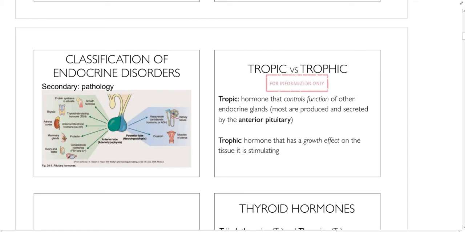So tropic versus trophic, I don't think you guys have this one either. It's kind of a nifty tidbit for informational purposes only. A tropic hormone is a hormone that controls the function of other endocrine glands, and more often than not, a tropic hormone is released by the anterior pituitary. So all of these are going to be tropic hormones, except for FSH and let's see here. No, those are also, I believe. There are some things here that are a little different. Like TSH would be a tropic hormone. ACTH would be a tropic hormone.